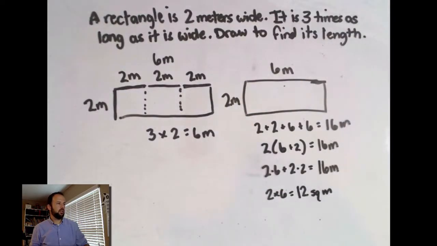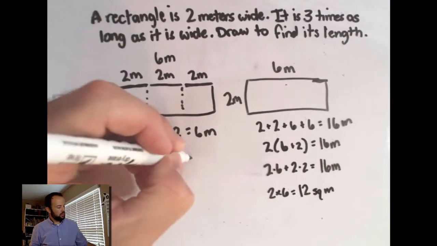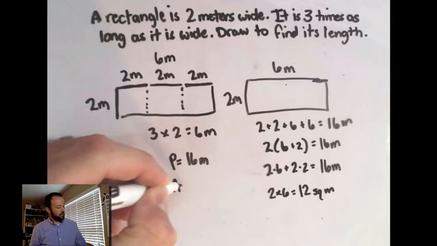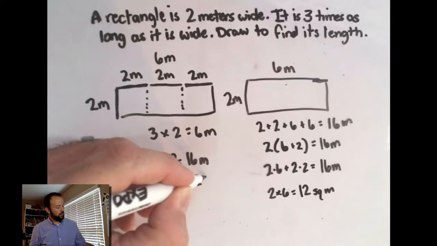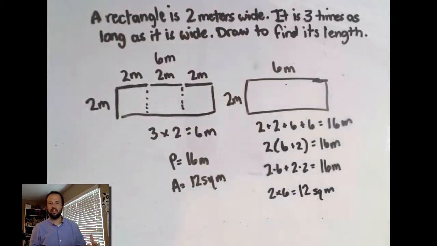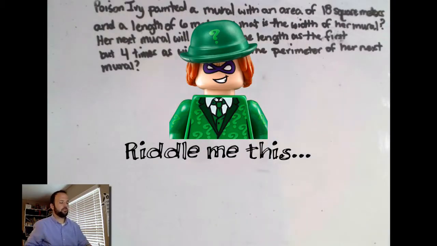Okay? So we could say our perimeter equals 16 meters. And our area would equal 12 square meters. Awesome. Let's see if the Riddler has another one for us. Riddle me this, riddle me that.